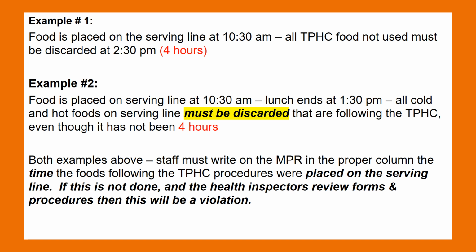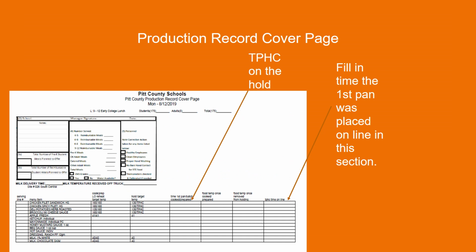In both examples above, the staff must write on the MPR in the proper column the time the foods following the TPHC procedures were placed on the serving line. If this is not done and the health inspectors review forms and procedures, this will be a violation. In this production record cover page, TPHC on the hold, and then you fill in the time the first pan was placed on the line in this section.